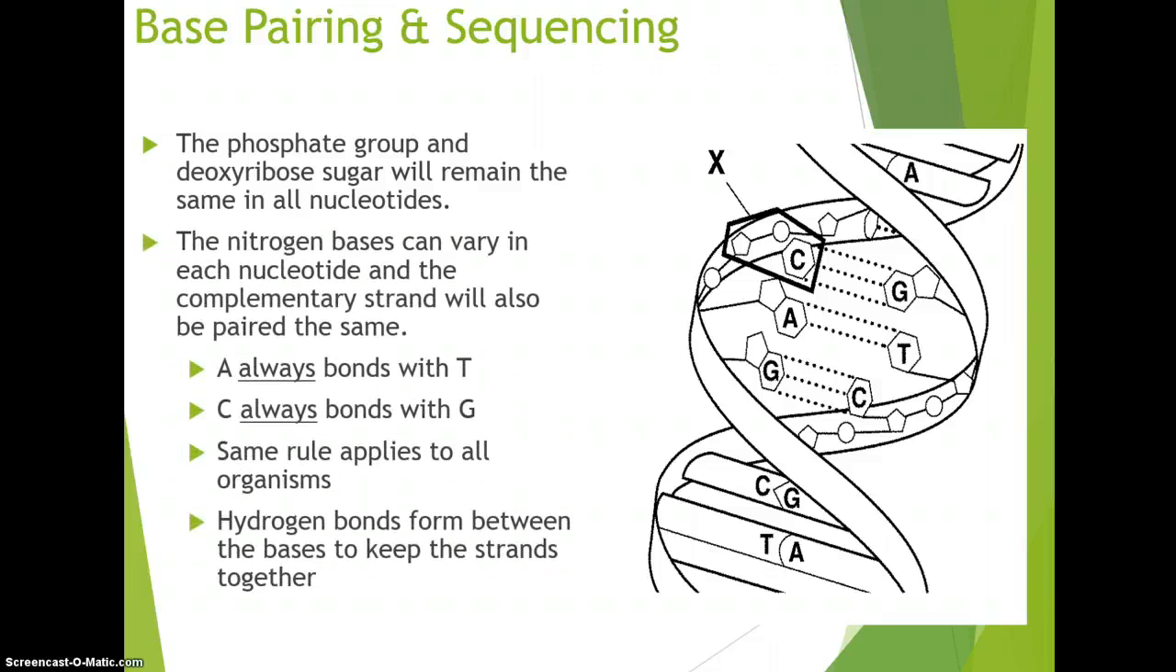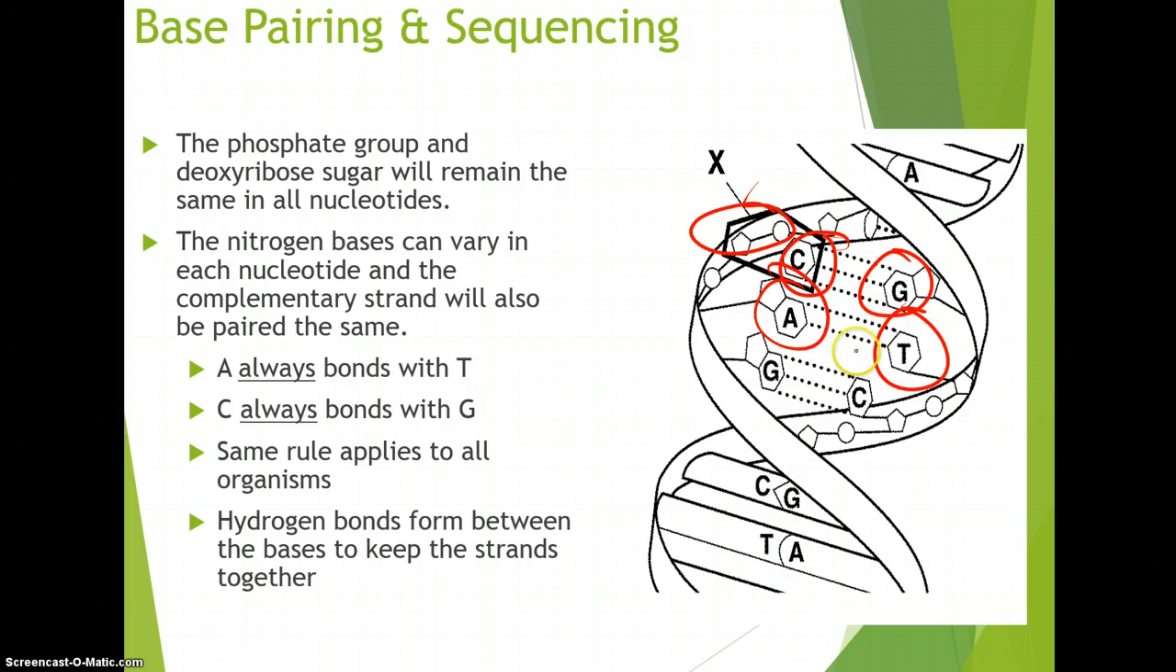A phosphate group and a deoxyribose sugar will remain the same in all nucleotides. So this right here, your phosphate group and your deoxyribose sugar are going to be the same in every single nucleotide. Now the thing that's going to vary is going to be your nitrogen bases, these things in the center or your rungs of your ladder. A always pairs with T, C always with G, and the same rule applies to all organisms.